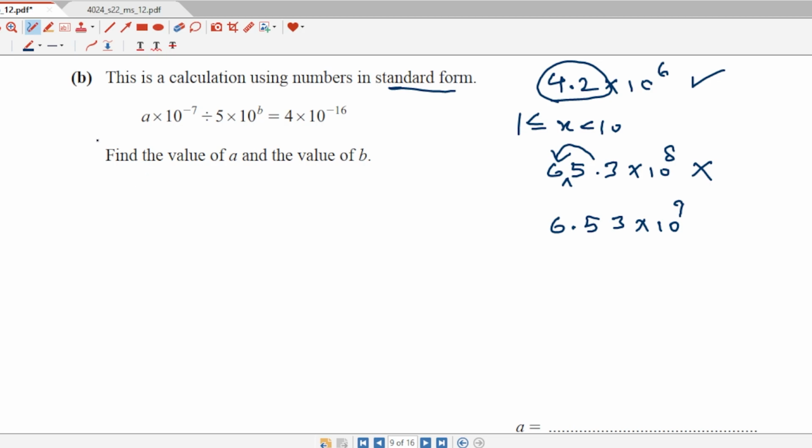So now we are solving this question. I can place these numbers in fractional form: a multiplied by 10 power minus 7 divided by 5 multiplied by 10 power b equals 4 multiplied by 10 power minus 16. This question is a little bit different from other questions. Now first of all, we will divide these numbers.